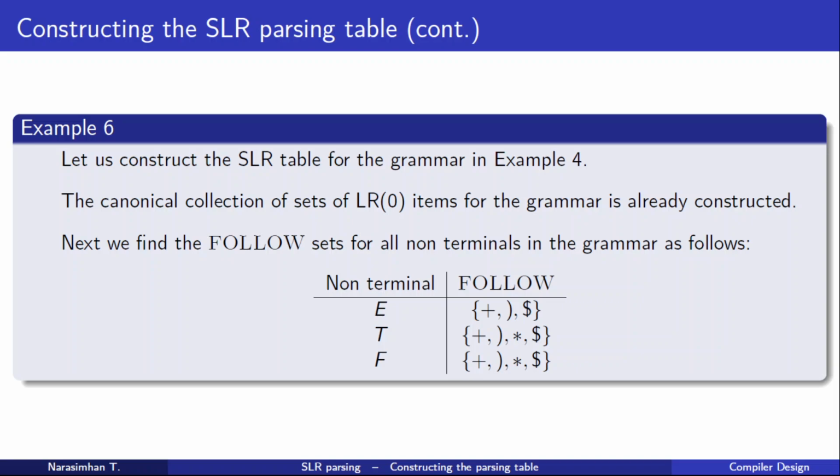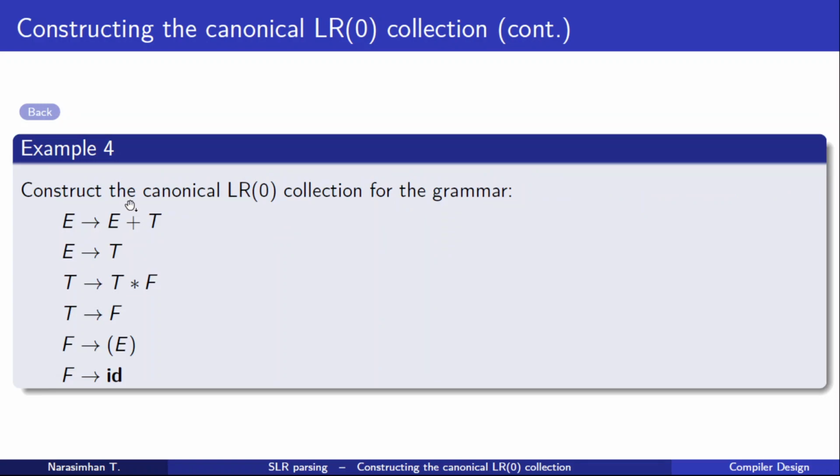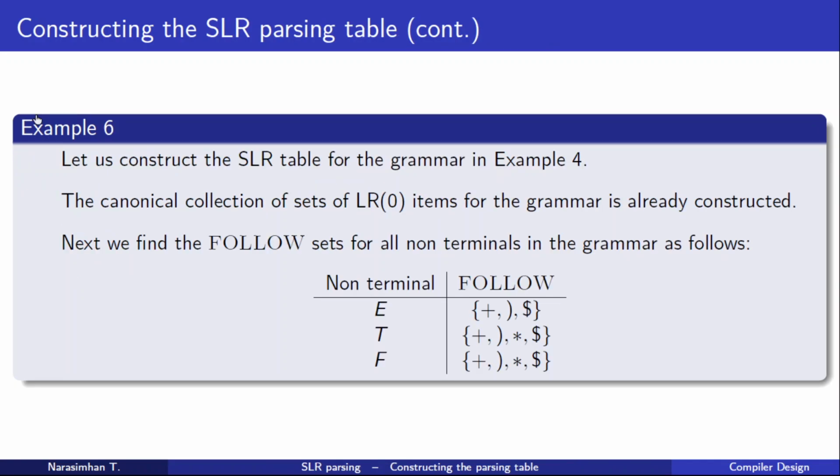So let us try to construct the SLR parsing table for this grammar. This grammar we have already seen, and we have also constructed the canonical collection as well as the LR(0) automaton. Now let us try to construct the parsing table. You will require follow for the non-terminals in the grammar. So before proceeding with filling the entries, we will find the follow sets for all the non-terminals. For E, the follow set will contain plus, right parenthesis and dollar. For T and F, the follow sets are identical. It contains the terminals plus, right parenthesis, star and dollar.